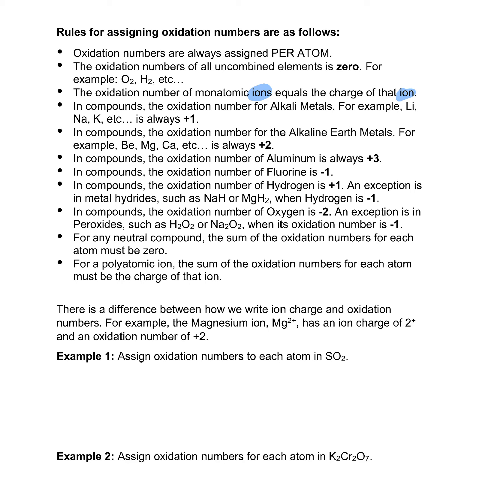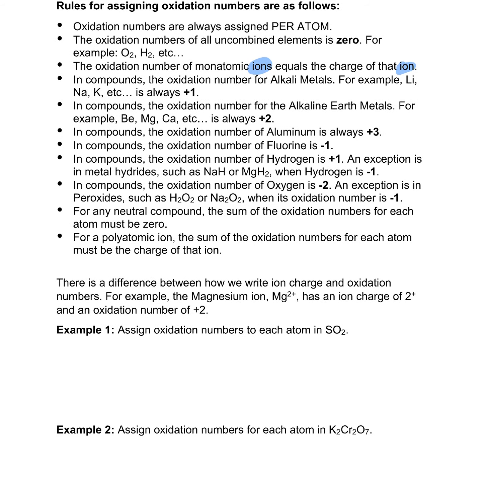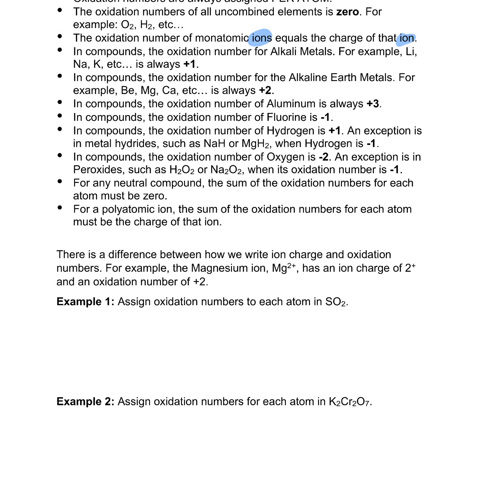The oxidation number for alkali metals is always +1. Alkaline earth metals are always +2. The oxidation number of aluminum is always +3. And the oxidation number for fluorine is always -1. These are a couple of the standard ones that you always have to assume. Now things start to get tricky as you move to the other elements.